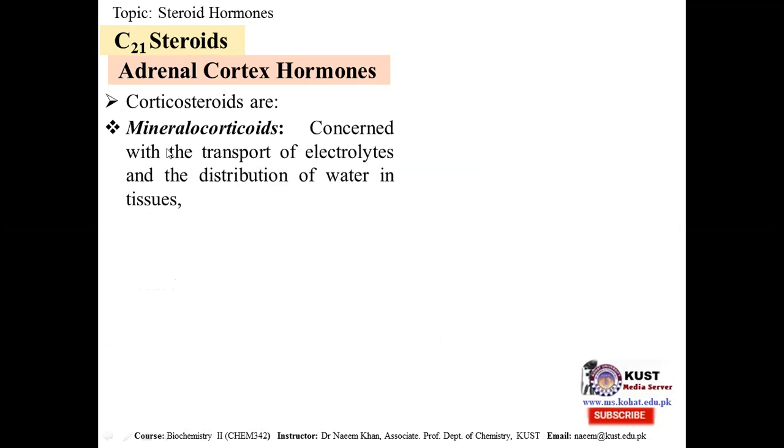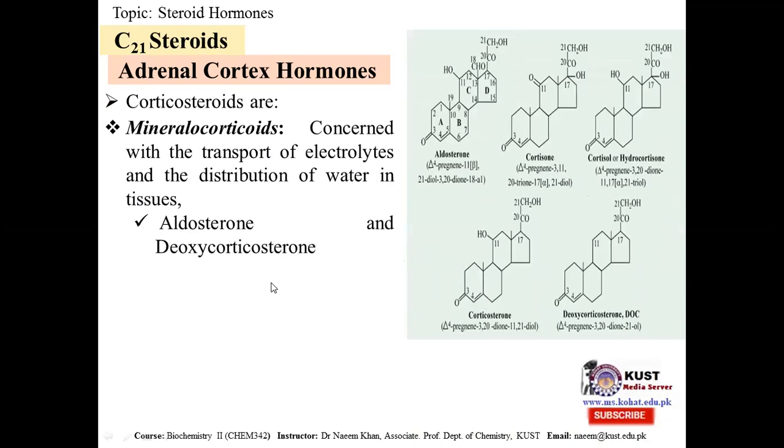Corticosteroids basically have three types. Mineralocorticosteroids are concerned with the transport of electrolytes and the distribution of water in the tissues. For example, aldosterone and deoxycorticosterone. This is aldosterone, with C21 carbon atoms. Here we have a typical steroid structure. Here we can see deoxycorticosterone, which does not have the OH group at carbon number 11. It is lost.